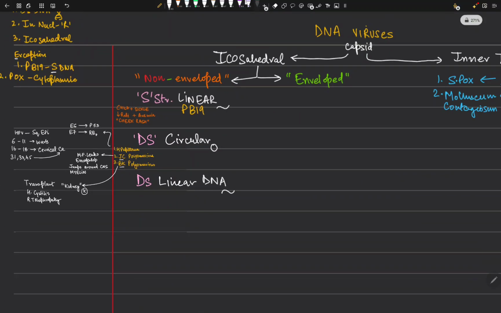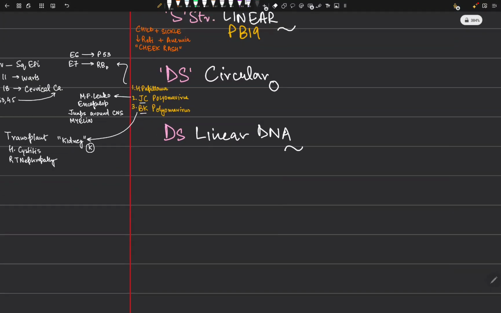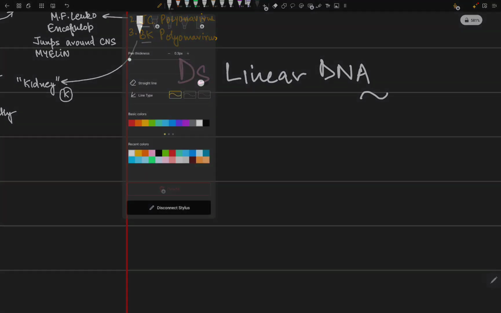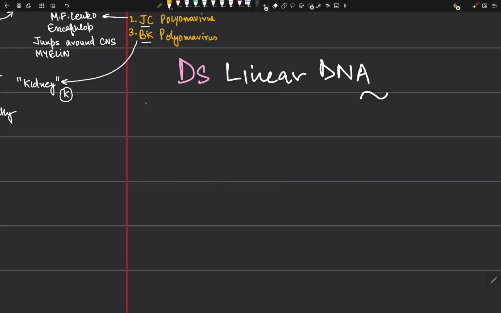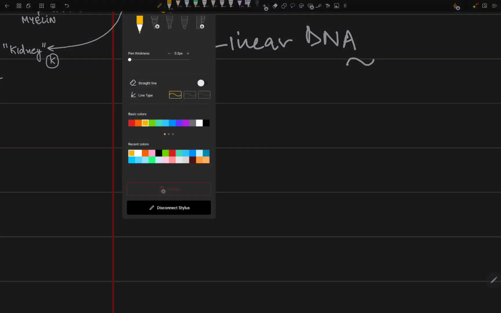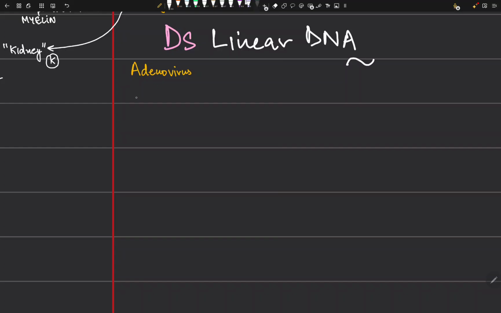Cool. Now let's talk about double-stranded linear DNA. This category is just one virus. That is adenovirus. Adenovirus, simply. Now this category is just adenovirus. It does a lot of things, a bunch of things.